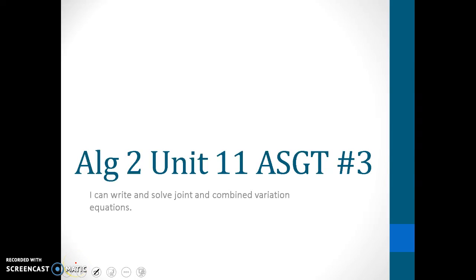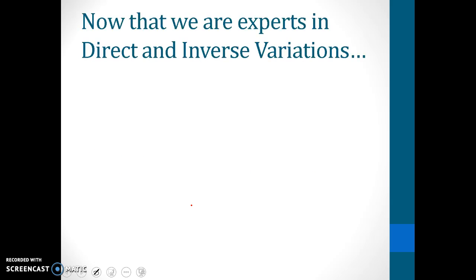Okay, so today we're going to continue our discussion with variation. We're going to be talking about combined variations or sometimes joint variations. That's where we take direct and inverse variations and combine them with other things. Let's get started first by talking about some examples of what combined variations look like.